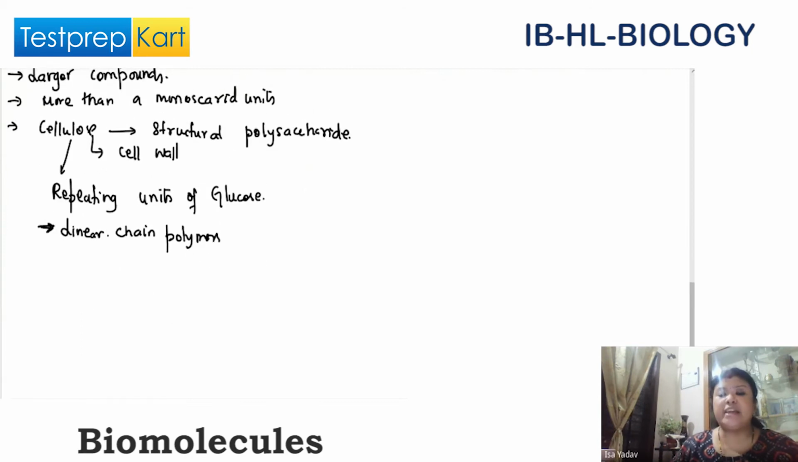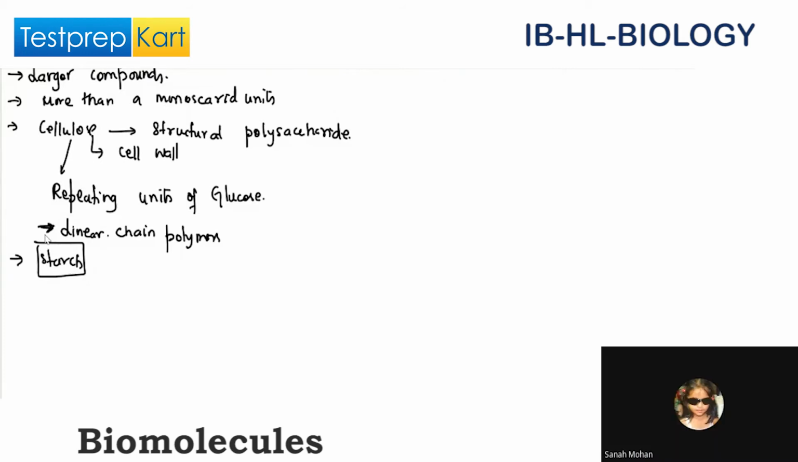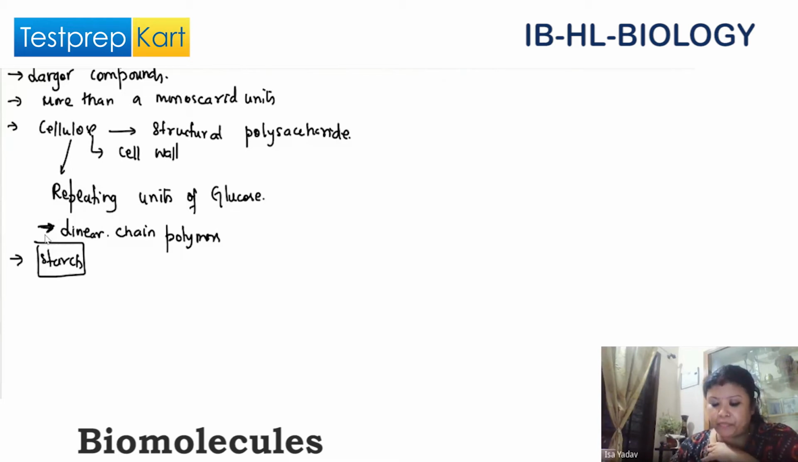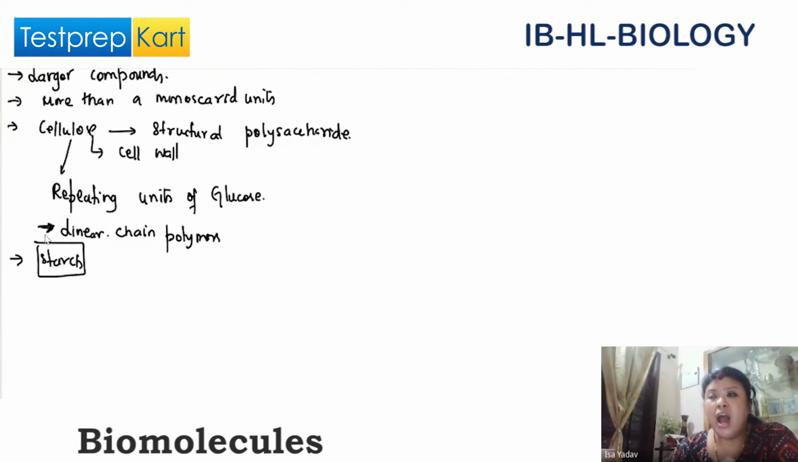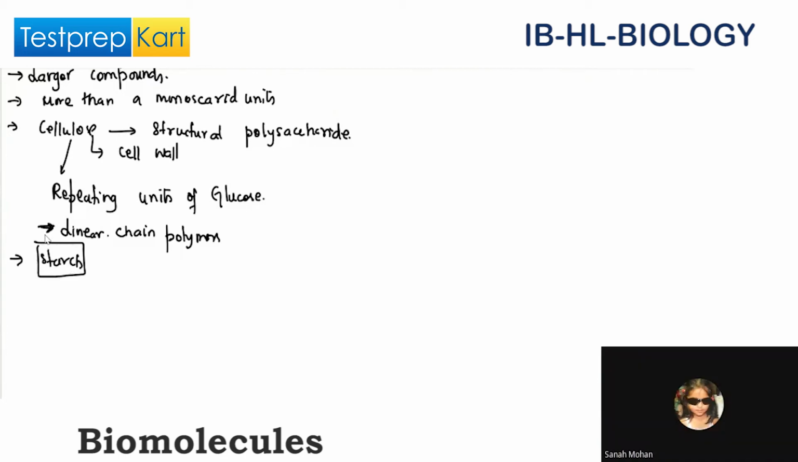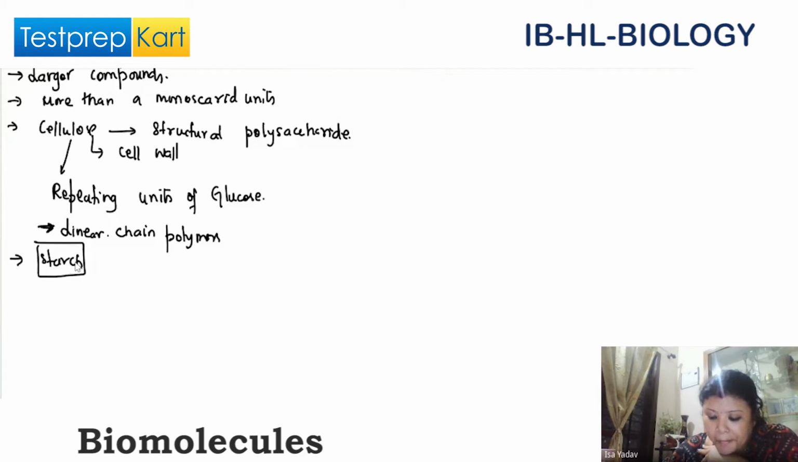Next, when we talk about polysaccharides, we have starch. What is starch? Where is starch found? In plants. Can you name one structure in the plant where the starch is stored? Chloroplasts. Yes, chloroplast.